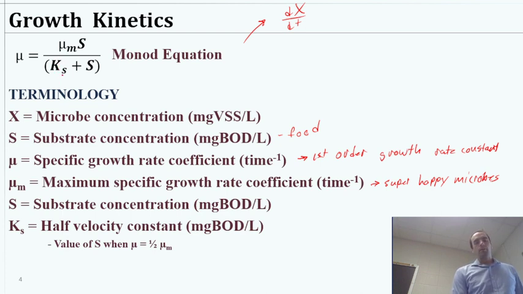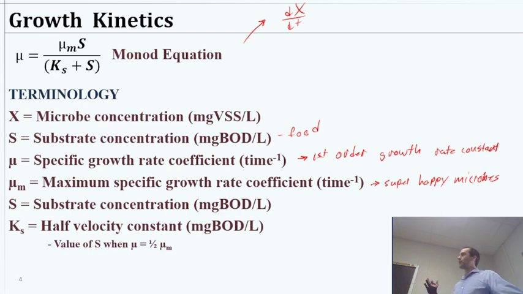So uppercase K, low subscript S, is what we call the half velocity constant. This is the amount of food that gets the microbes halfway happy in terms of their rate coefficient. It's a kind of weird term, but it's saying, how much food is required in order to get them to be growing half as fast as they could? That's what it means. So we're going to take the amount of food for half plus the current amount of food that they actually have. That's the denominator.